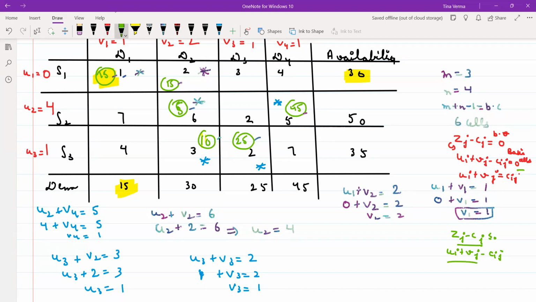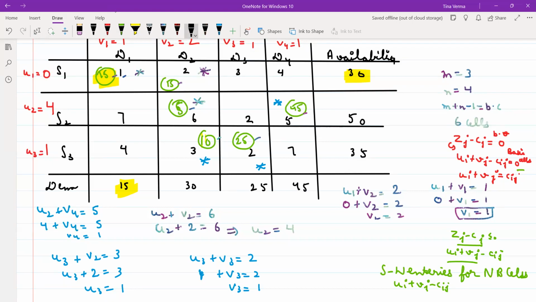So here is how you will calculate the southwest entries for non-basic cells. You will calculate Ui plus Vj minus Cij for your non-basic cells. So this is a non-basic cell.